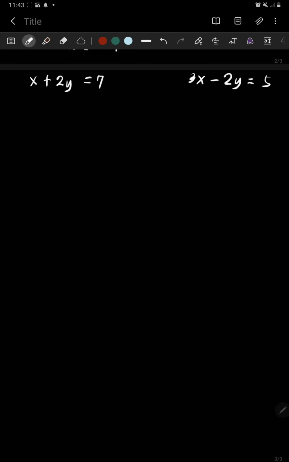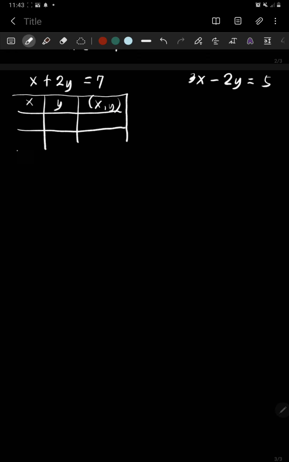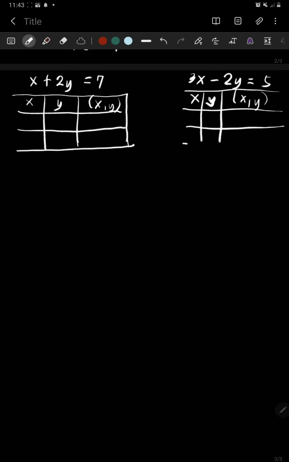First, we could use 2 points, or you find 2 points in order to graph each linear equation. You have your x, then y, or the pair x, y. You only need 2 points. Other one, the same thing. x, y, or the pair x, y. So that it's easy for us to graph, we could find their x and y intercept.